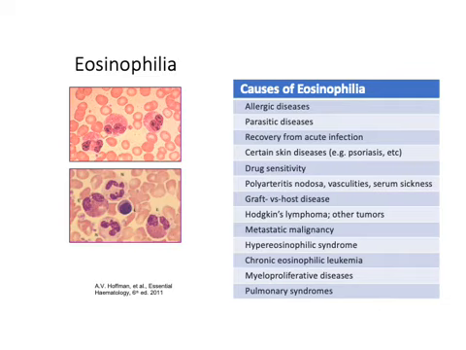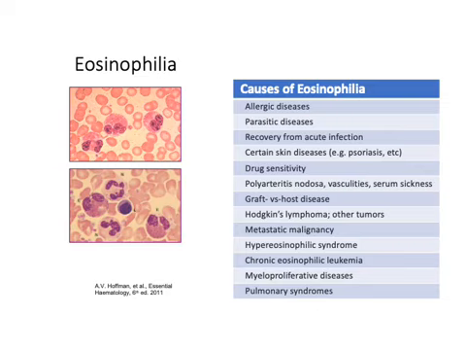Eosinophilia is defined as an increase in blood eosinophils above 0.4 times 10 to the 9. It is most frequently due to allergic diseases, parasites, skin diseases, or drugs. Sometimes no underlying cause is found and no clonal marker can be detected.